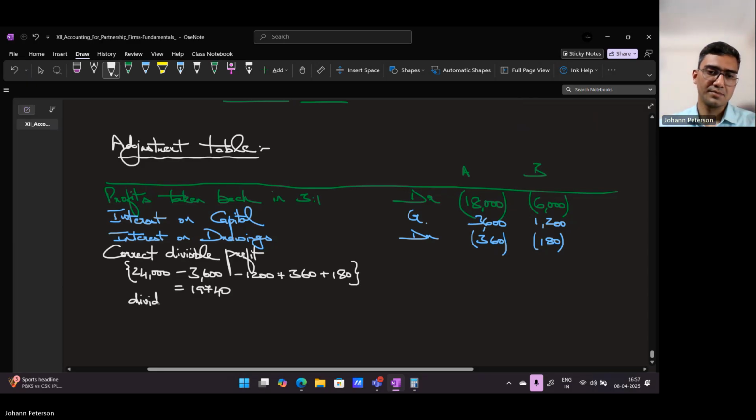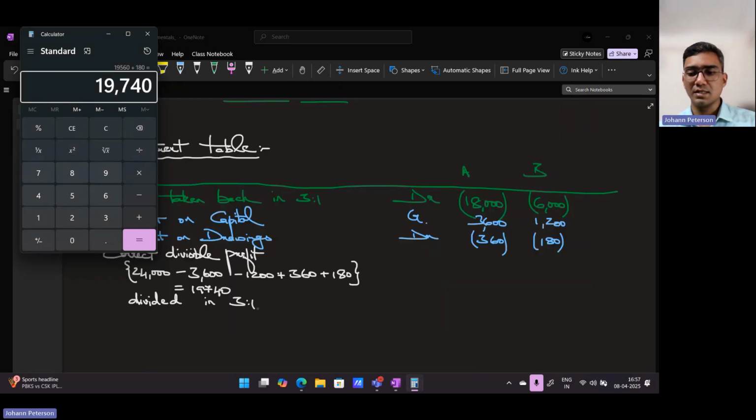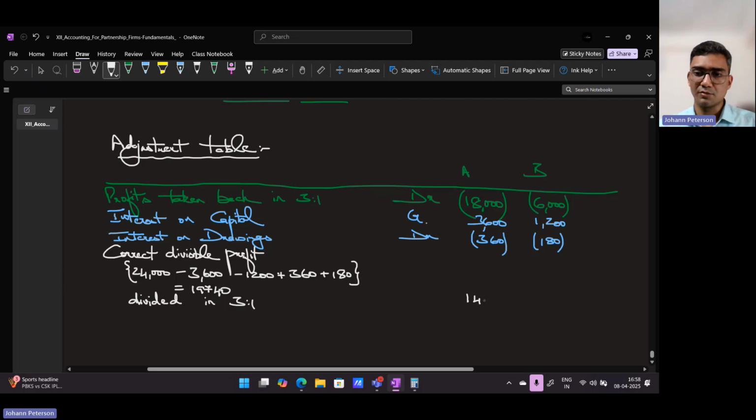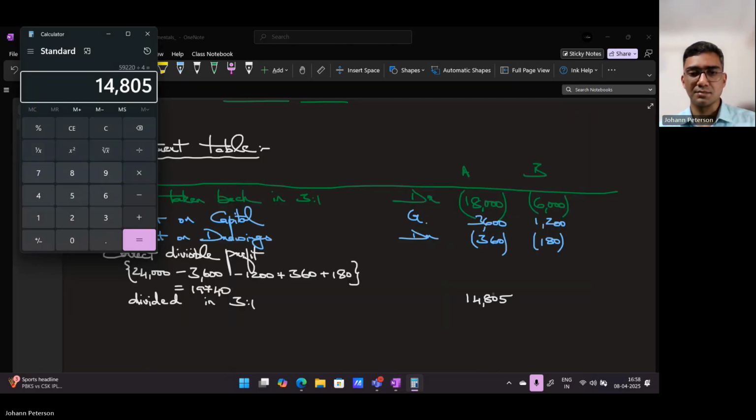So 19,740 divided in the same ratio, 3:1. So 19,740 into 3 divided by 4. That is 14,805. Similarly, 19,740 into 1 divided by 4, which is 4,935.